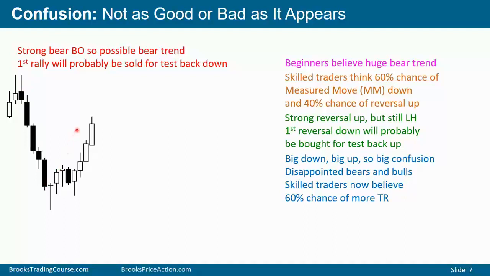Big down, big up creates big confusion. Big confusion usually results in a trading range. You have disappointed bears who are disappointed by seeing this, and you might get disappointed bulls. Disappointment is one of the hallmarks of a trading range. The other is confusion. And by disappointment, this is an example of disappointment. The bears think they're going to get a bear trend, and then they get a big reversal up. Some bulls think it's going to be a bull trend, but if it's a trading range, they'll soon be disappointed.